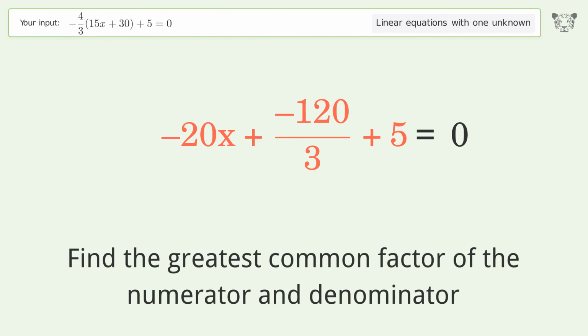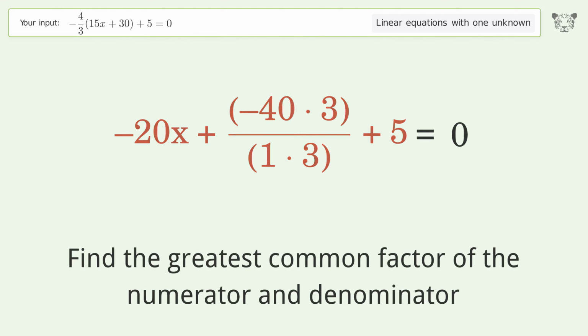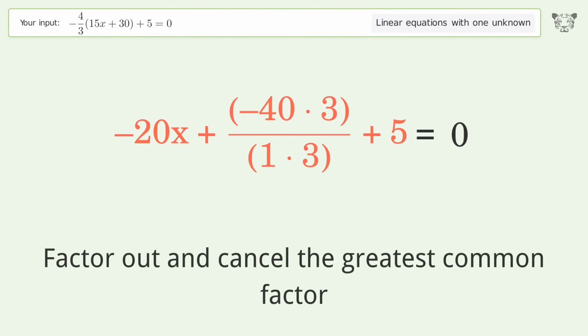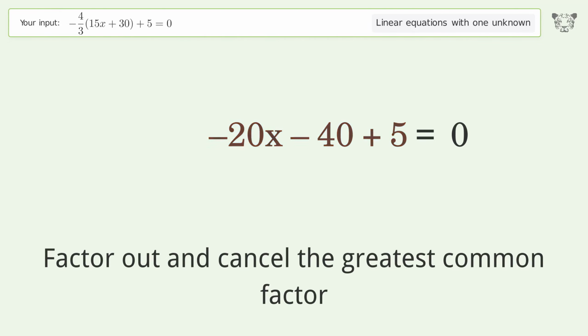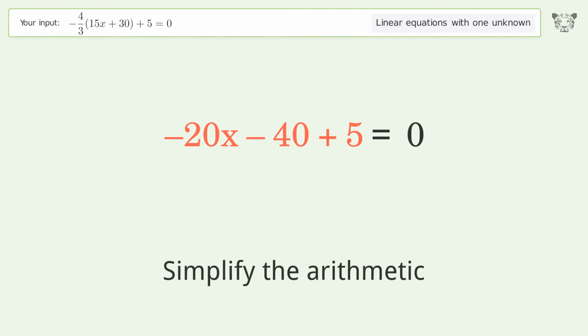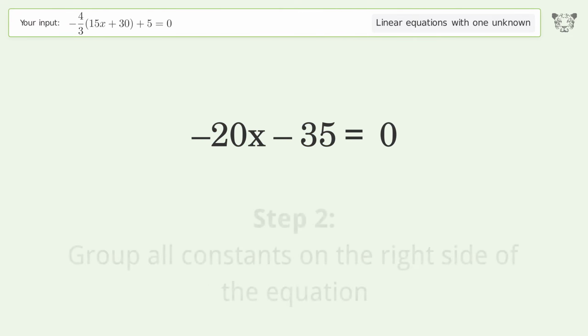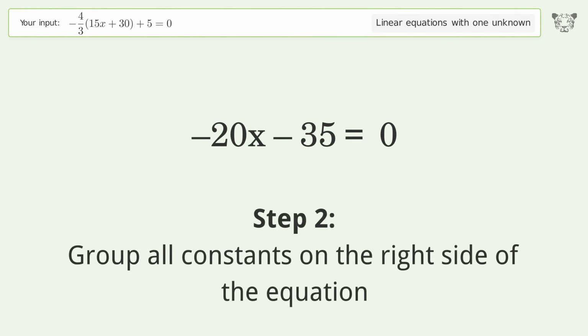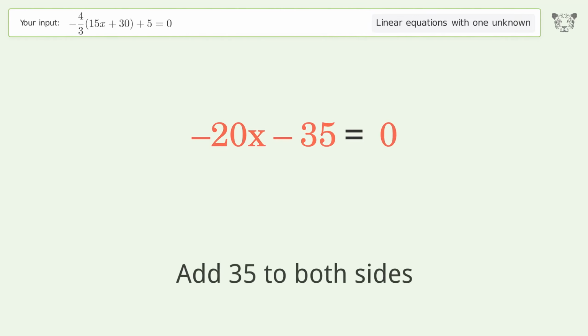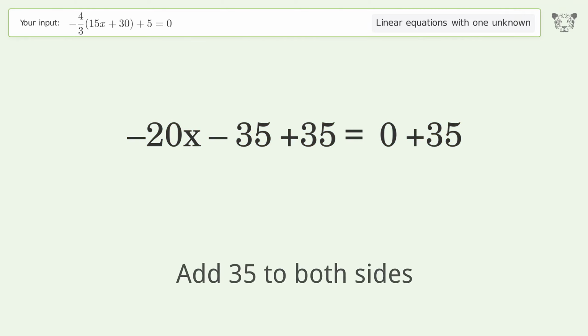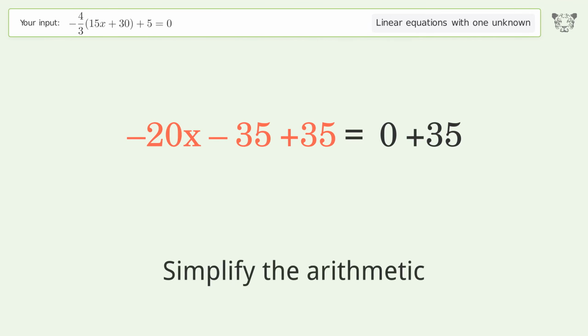Find the greatest common factor of the numerator and denominator. Factor out and cancel the greatest common factor. Simplify the arithmetic. Group all constants on the right side of the equation. Add 35 to both sides. Simplify the arithmetic.